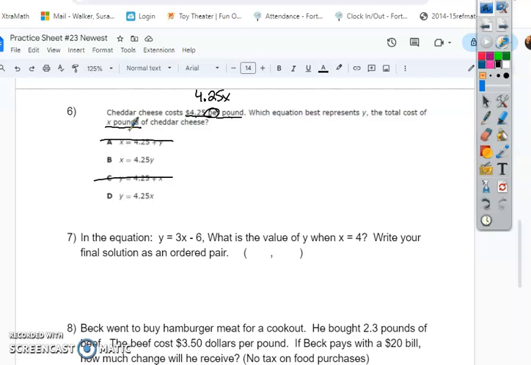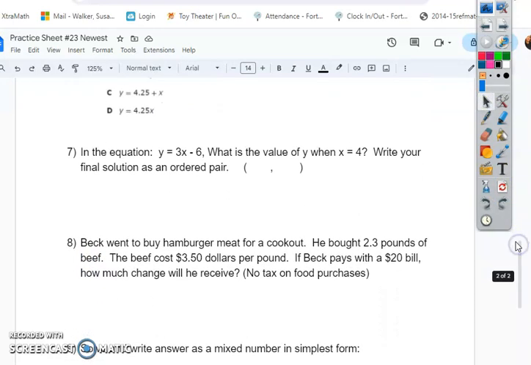Okay, this is a new one, number 7. In the equation, y equals 3x minus 6. What is the value of y when x equals 4? Write your final solution as an ordered pair. Okay, so we've done some graphing, right? We've done some graphing of points. So what we do here is we know x is 4. Guys, all I have to do is plug that in. Y equals 3x minus 6.